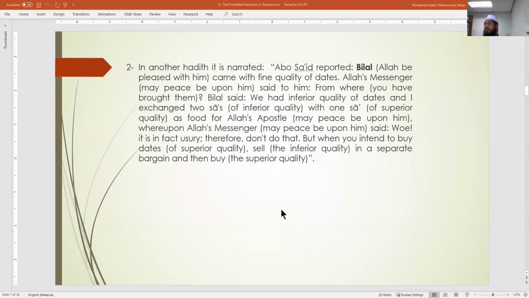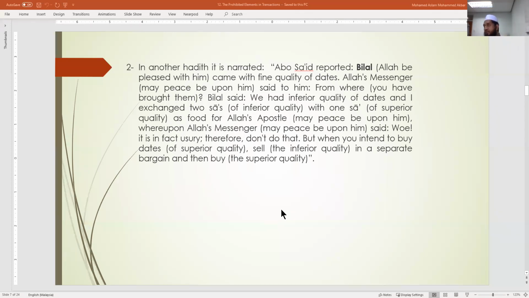Then the Prophet ﷺ said, this is in fact riba, therefore don't do that. Because he had 2 kilo of inferior quality dates, and he went to the market and gave it to somebody, 2 kilo, and then he took 1 kilo of superior good quality dates. Then he came to the Prophet and showed it to him, gave it to him. The Prophet ﷺ said, you cannot do that.